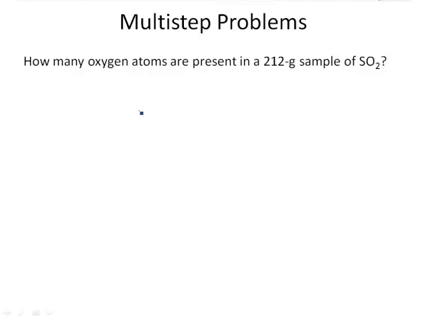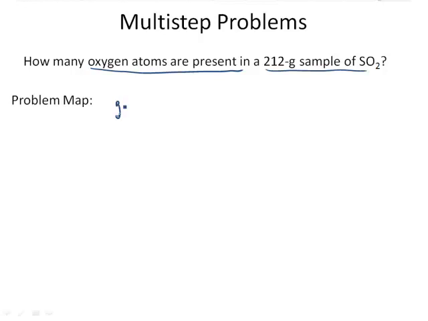One thing that you'll see a lot of as you progress further in sciences in general and chemistry in particular are things for which you need to string different conversions together in a multi-step problem. So here's an example where we ask how many oxygen atoms are present in a 212 gram sample of SO2. And the way to start approaching these is to get in the habit of drawing a problem map, where you take what you know and what you want to find out and link them together conceptually before you actually do any math.